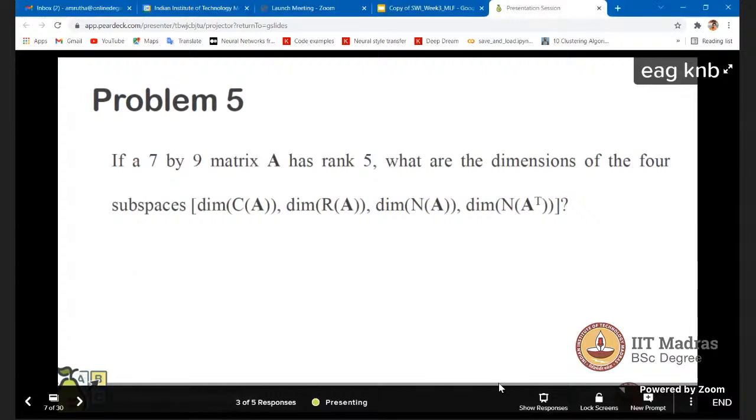Okay, so this is a simple question. We can simply find the answer from here. The dimension of C of A is equal to your rank, so 5. The dimension of the row space is also equal to the rank, so 5. Your null space dimension is the number of columns minus your rank, so 9 minus 5 is 4. And your left null space dimension is the number of rows minus your rank, so 7 minus 5 is equal to 2.